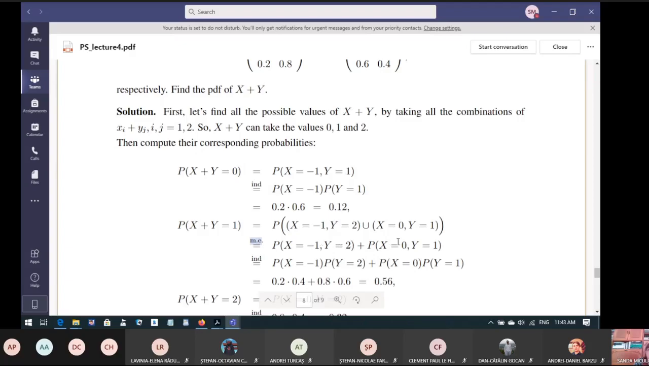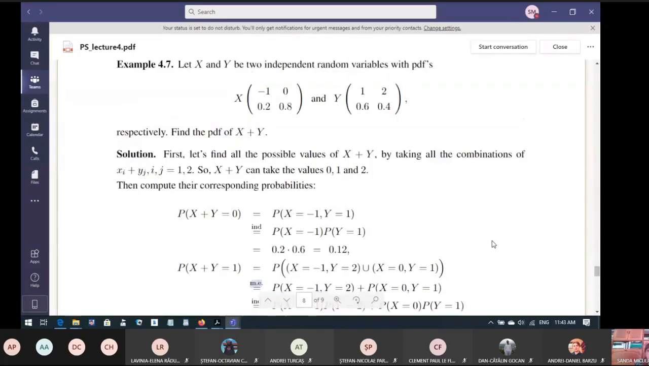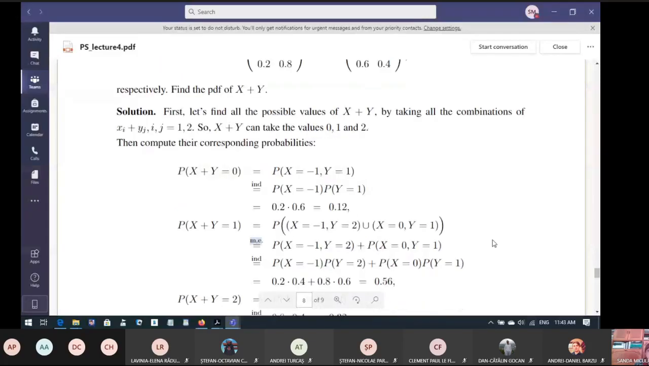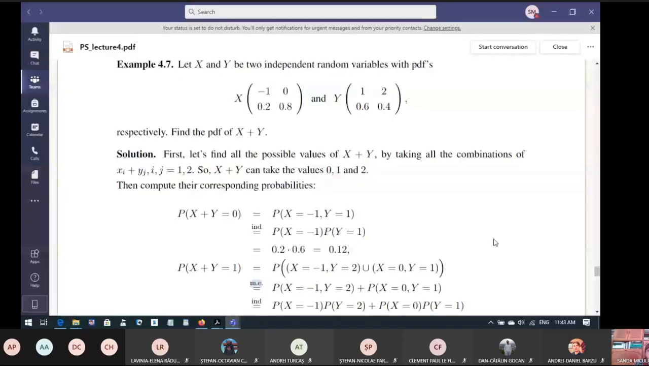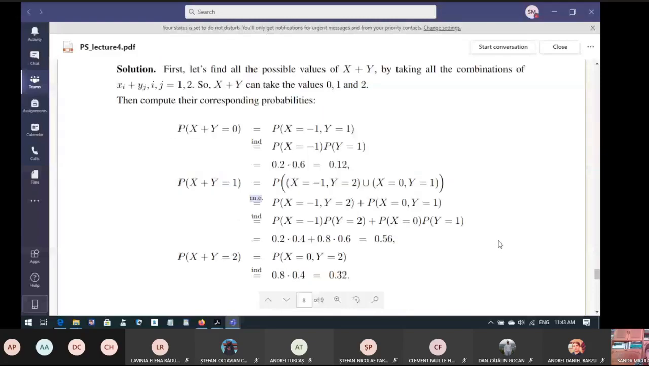Then for each such probability, just as before, we use the fact that X and Y are independent. We need that for this probability of intersection, right? Which means we can factorize it into the product of the probabilities. And at this point, we get each probability from the PDF. So 0.2 times, what was it, 2? 0.2 times 0.4 plus 0.8 times 0.6. 48 plus 8 is 56.